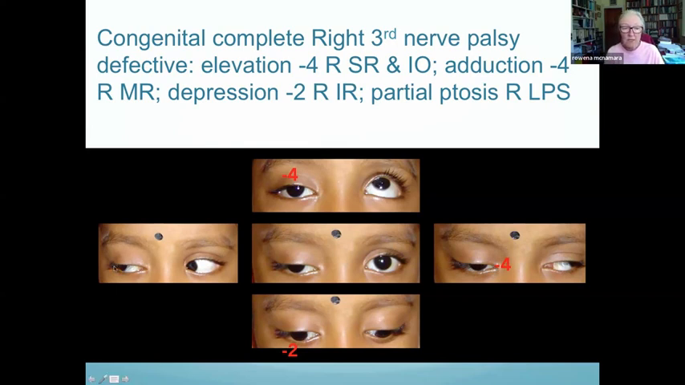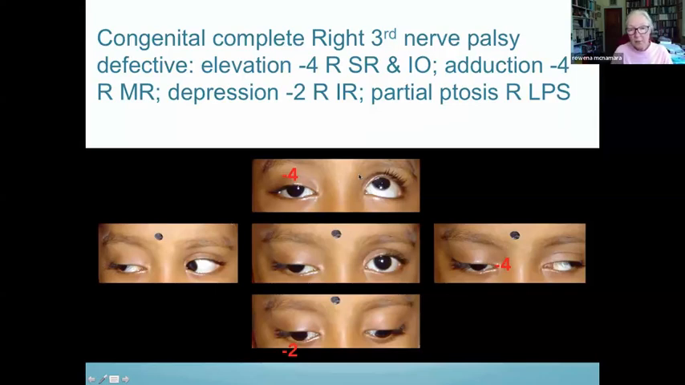When they look to their right, everything looks fine, because in their left eye, they've got the lateral rectus working properly, so they can look to the right with their lateral rectus in their right eye, and they can look to the medial side with their normal eye. So everything looks symmetrical looking to the right.